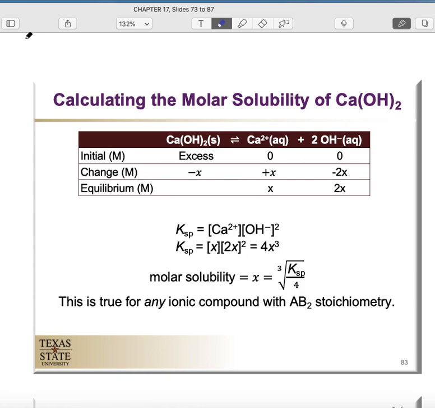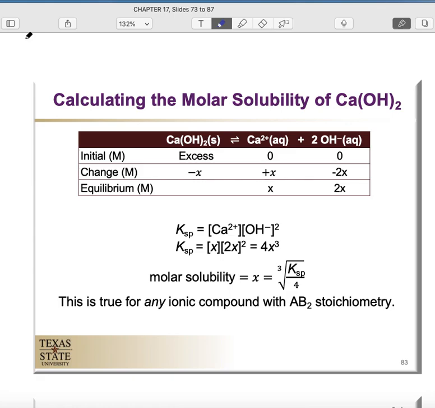All right, now that we have completed the problem in which we found the value of KSP from the concentration of the ions, what we're going to do now is learn how to calculate the molar solubility of a compound utilizing the KSP. In this particular example, which is from your book, we have calcium hydroxide, which dissociates into calcium ions and hydroxide ions.